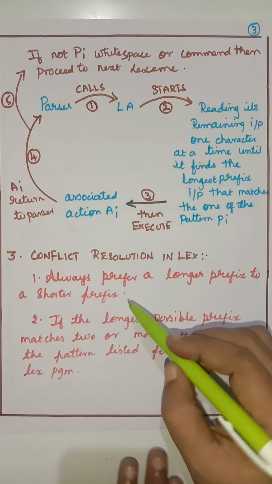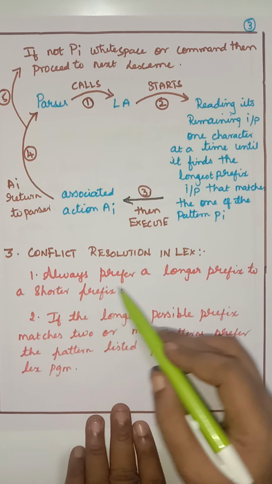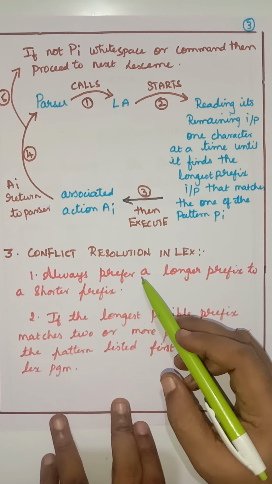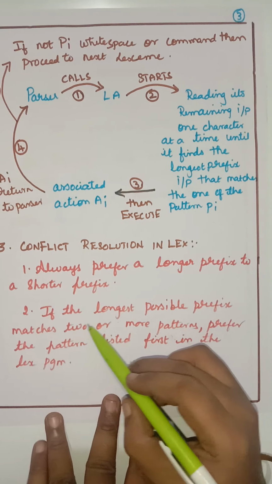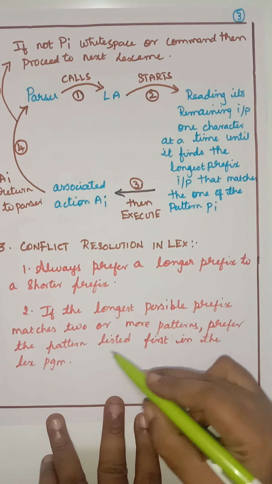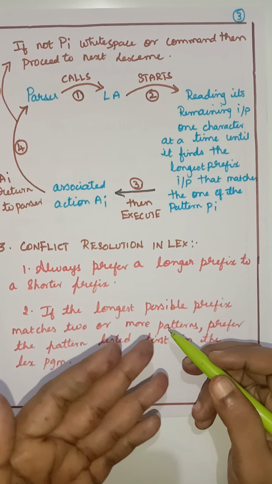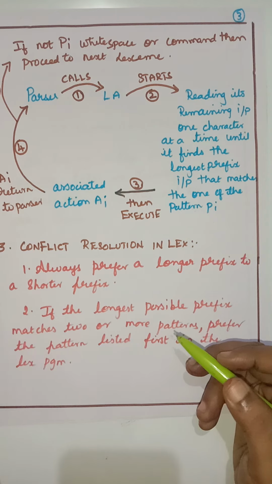The third topic is conflict resolution in Lex. Always prefer a longer prefix to a shorter prefix. This is the lexical rule. And if the longest possible prefix matches two or more patterns, prefer the pattern listed first in the Lex program. So you have to prefer the first pattern listed in the program.